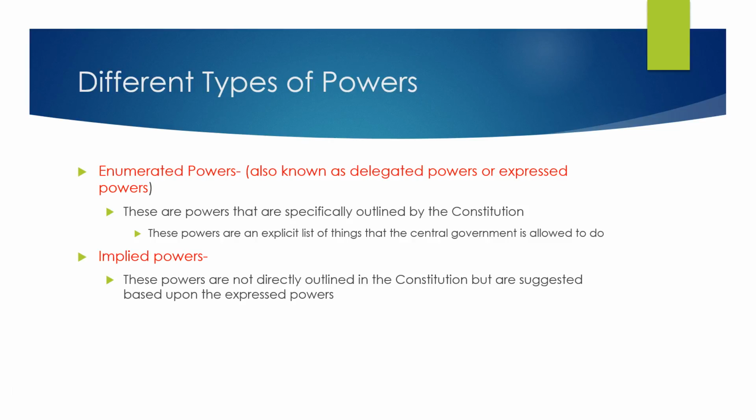Well, the first one we're going to look at is the concept of enumerated powers, which can also be referred to as delegated powers or express powers. These are powers that are specifically outlined by the Constitution. These powers are an explicit list of things that the central government is allowed to do. We know that they can do these things because the document specifically says so. And we'll look at lists of these as we go through each individual branch of government throughout the year.